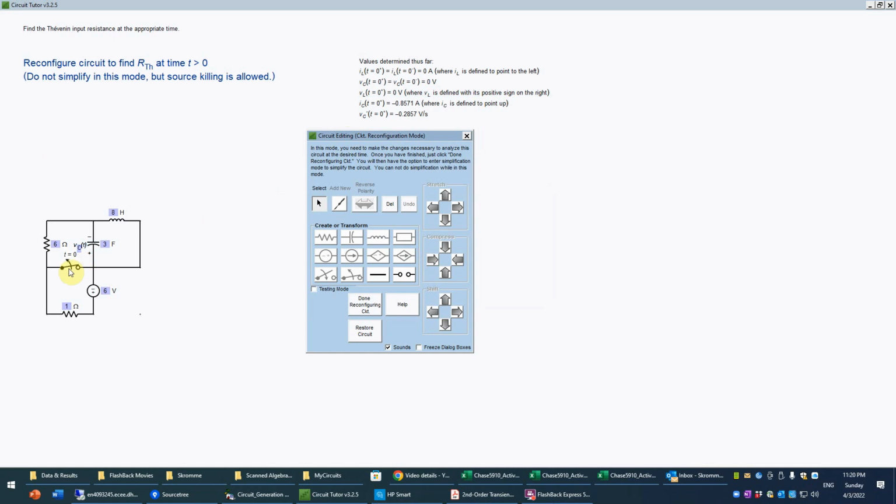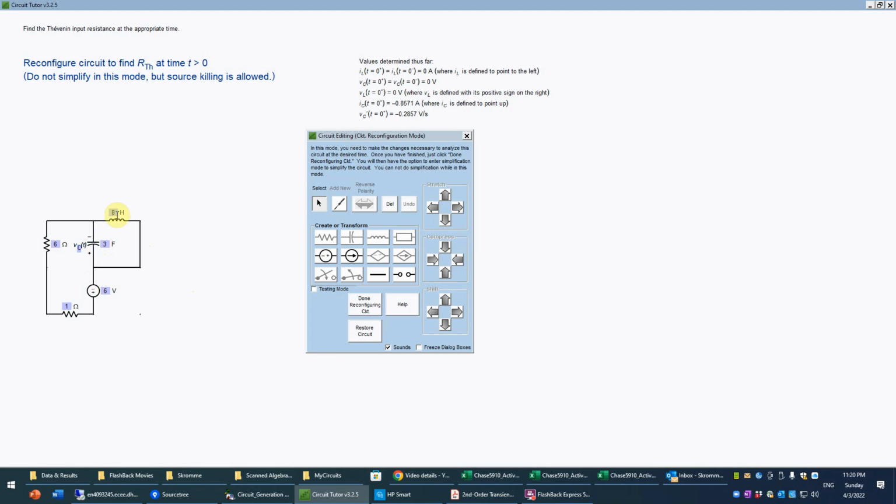And now you first have to take care of that switch. Remember, switches always have to be replaced by a short or an open when we're reconfiguring. So in this case, because we're interested in the transient at t greater than 0, after the switch has become open, that's now an open circuit. So we're going to delete the switch rather than shorting it. So that's correct. And now you say, well, how do we find the resistance seen by the combined elements?